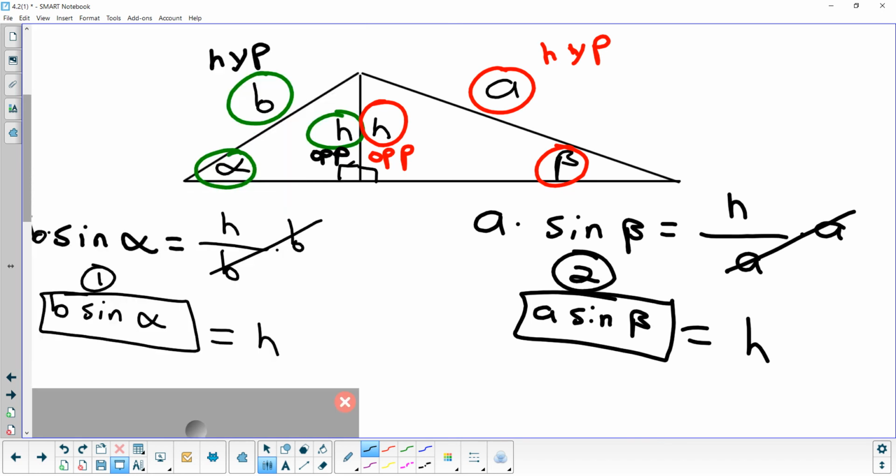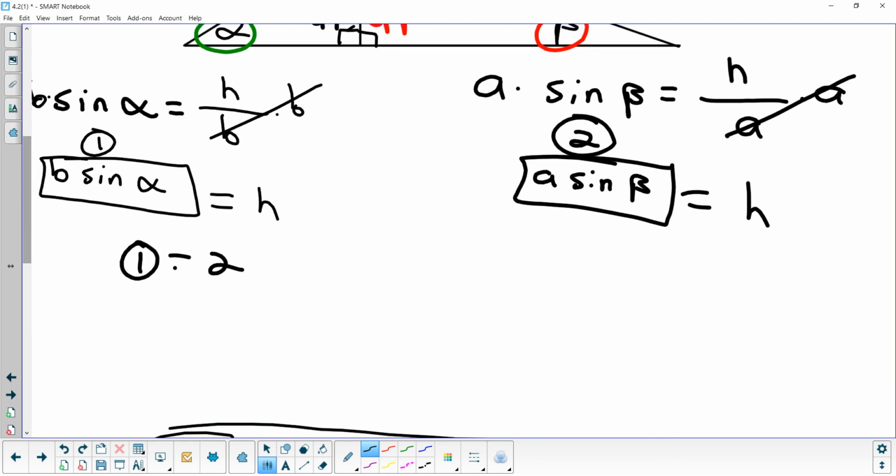So box 1 is a formula that will calculate the height of this triangle. Box 2 is a formula that will calculate the height of this triangle. So what does that mean about box 1 and box 2? If you compare them to each other. They're the same. You would get the same result, right? If you had numbers and you could do this out, it would come out the same. It's two different ways of finding the same height. So Vivian just said box 1 equals box 2. Let's write that down. So B sine alpha equals A sine beta.